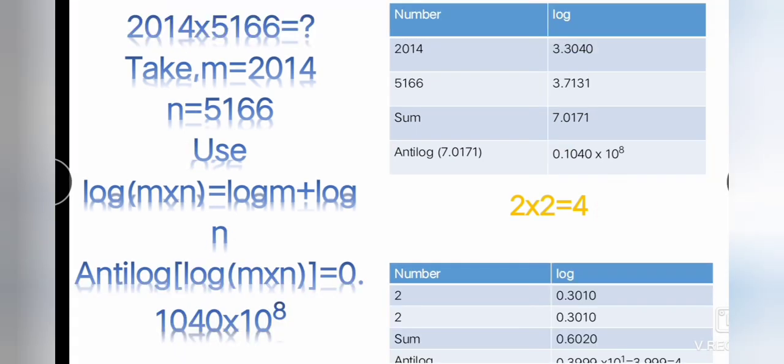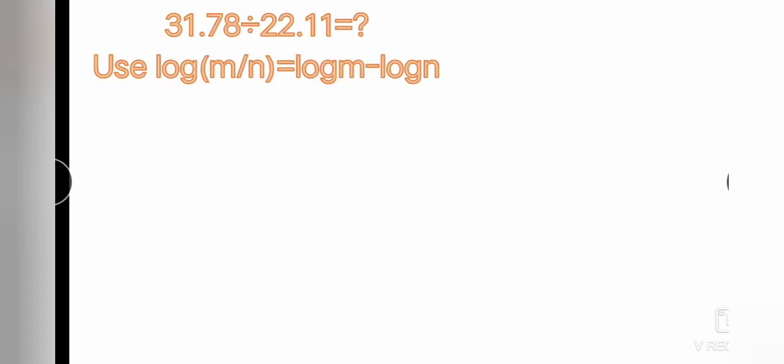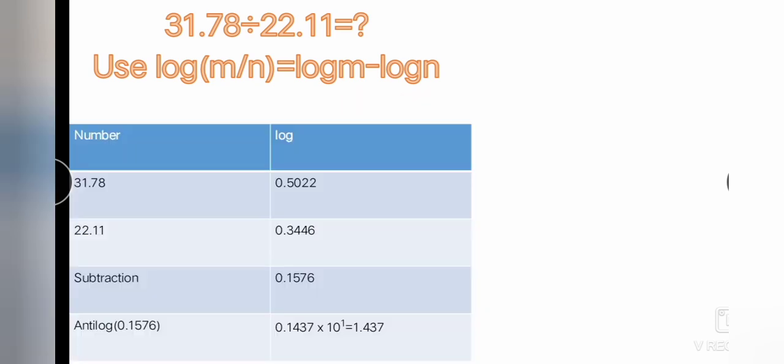By simple examples you can practice the log table. You know the definite answer, you can match. Let us take division. 31.78 divided by 22.11 is how much? Use here log of m upon n is equal to log m minus log n.